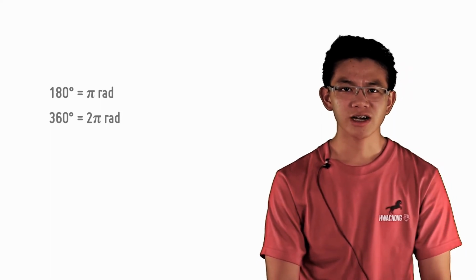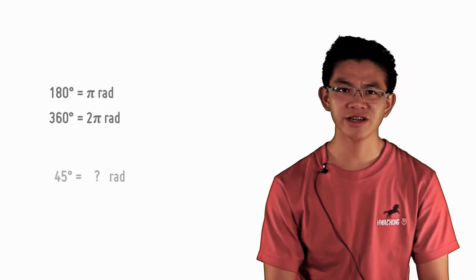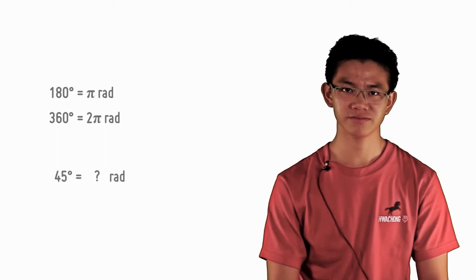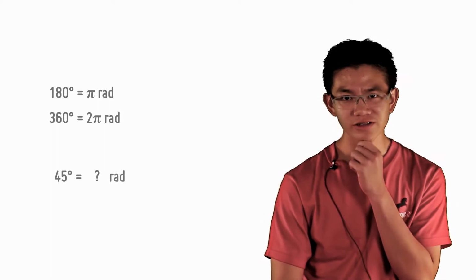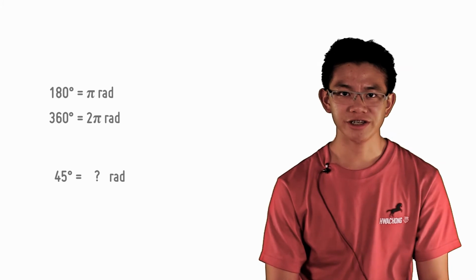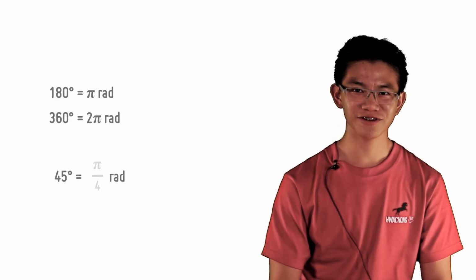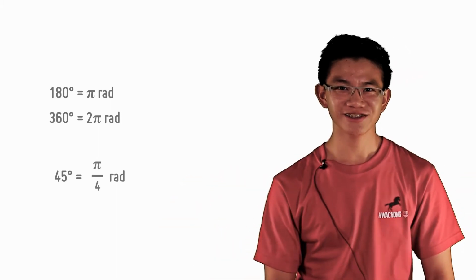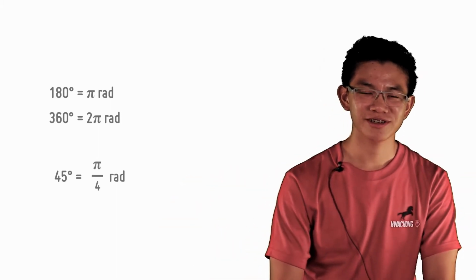How about a little brain teaser for you? Now, how many radians does 45 degrees correspond to? Well, considering that 180 degrees is pi radians and 45 is a quarter of 180, the answer is pi over 4. Woohoo! So what's so important about this concept?